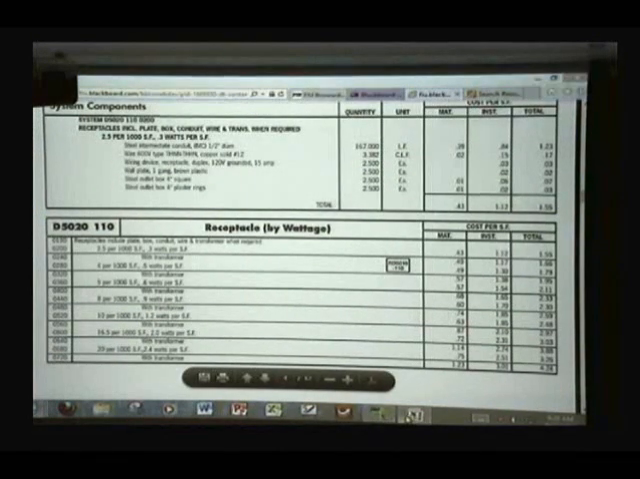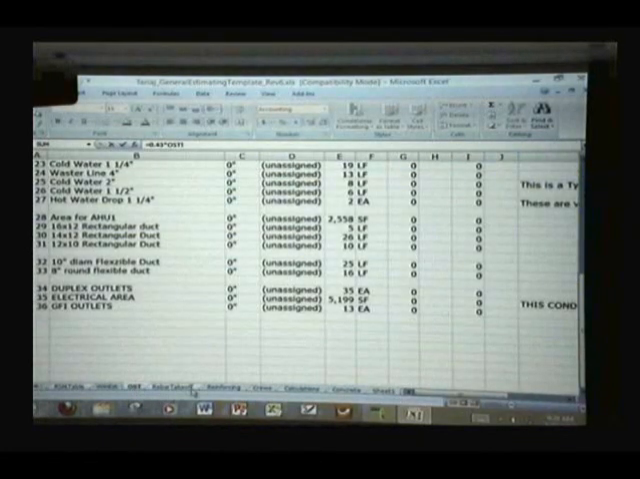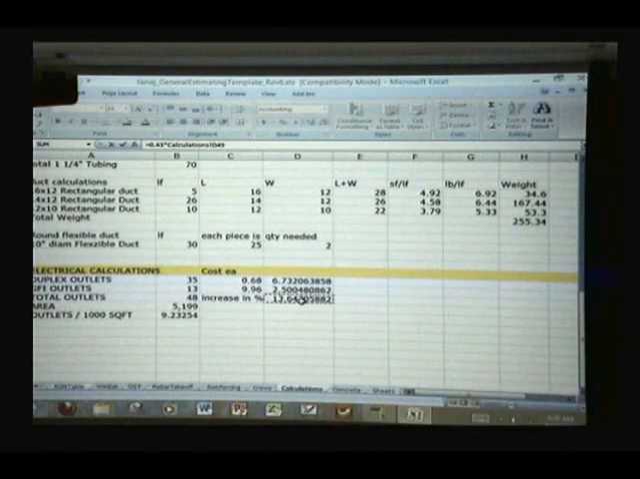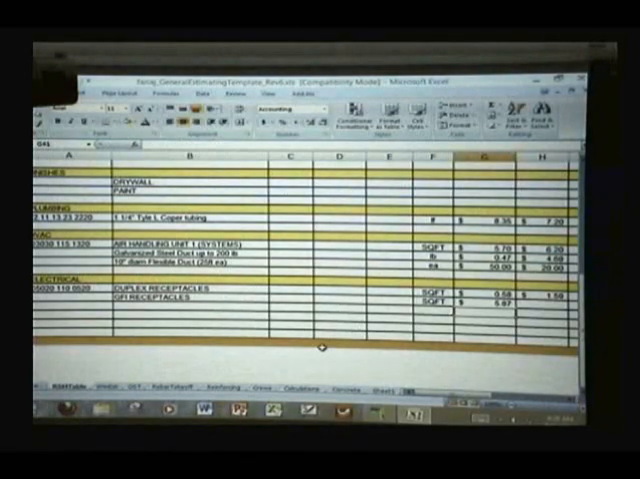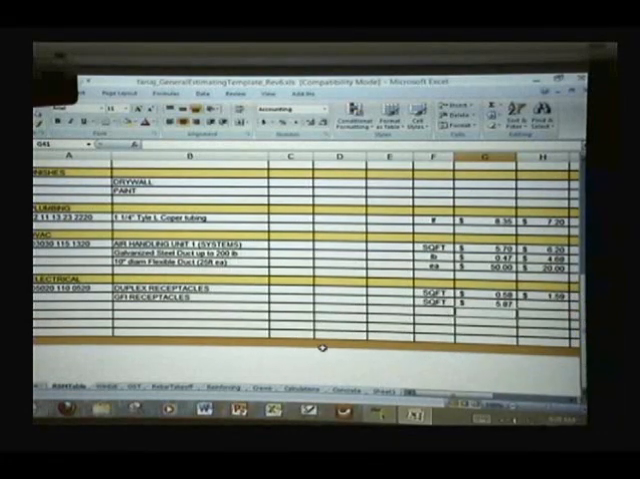0.43 times, actually I can use the calculations. I can use this number here. So instead of 0.58 dollars per square feet, I'm going to use 5.87.